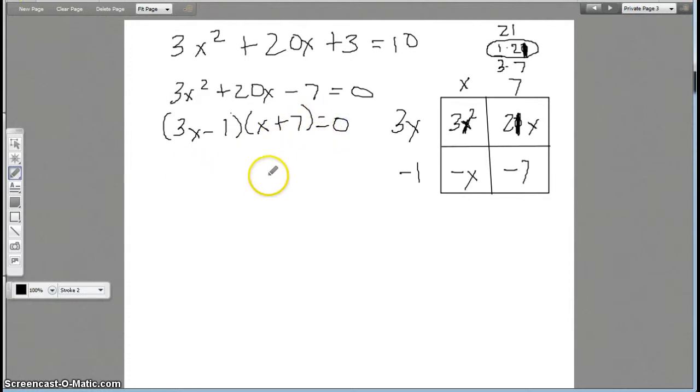Now, by the zero product rule, anything that you multiply together to make 0, each of those factors can be 0. So we're going to say 3x minus 1 equals 0.